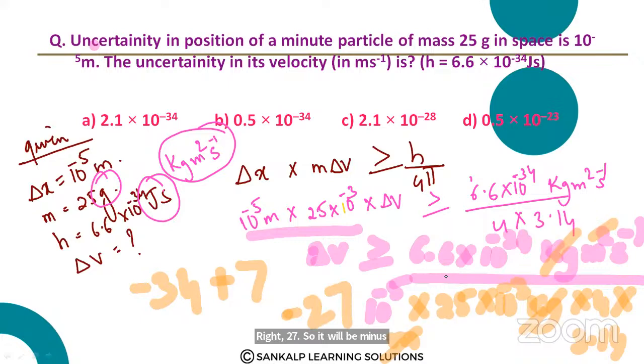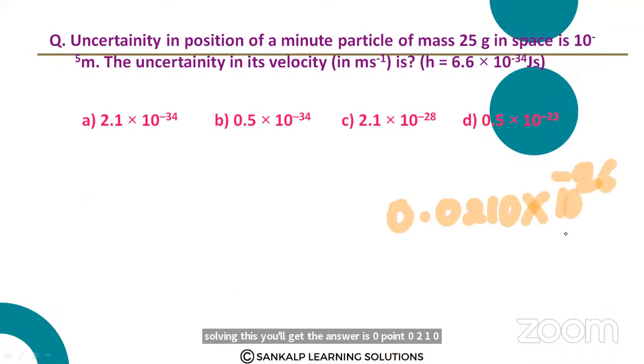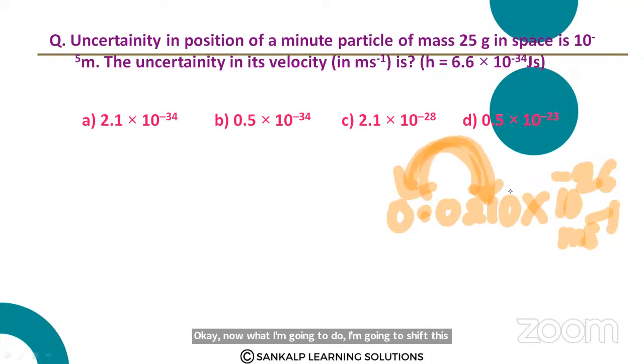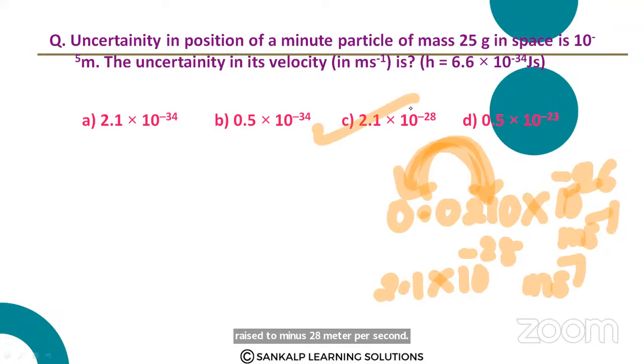Now, after solving this, you will get the answer as 0.0210 into 10 raised to minus 26 meter per second. Now I'm going to shift this decimal by 2, so 26 becomes 28. So 2.1 into 10 raised to minus 28 meter per second. Velocity, you know, is given in meter per second. So this is the way you're going to solve it.